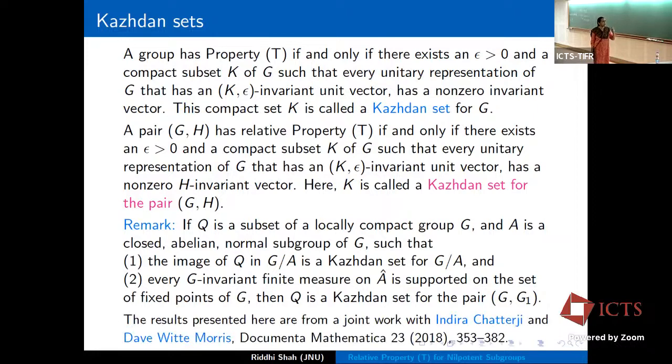As I mentioned earlier, the results presented here are from a joint work with Indira Chatterjee and David Morris. It appeared in Documenta Math in 2018, and you can find any reference in this paper. Not only that, the paper is somewhat technical, so the version on the arXiv has a few pages of notes to explain smaller results. There are many more applications and results in the paper. Of course, I cannot go through all of them. This is just a gist of the main results in the paper. Thank you very much.